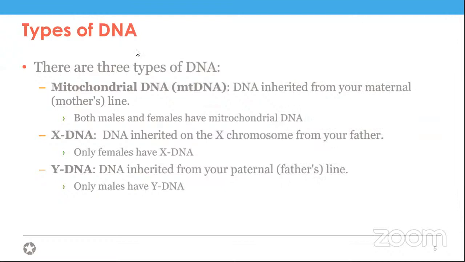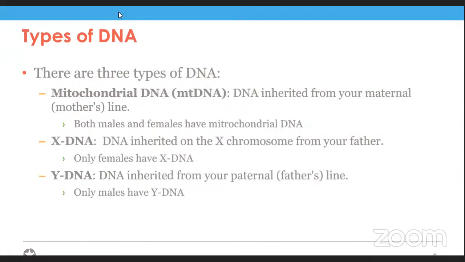There are 3 types of DNA that you can use to test your genetic lineage. Females have 2 X chromosomes, one from their mother and one from their father. Males have 1 X chromosome that they receive from their mother and 1 Y chromosome that they receive from their father. Mitochondrial DNA tests the DNA that is inherited from your maternal or mother's line. Only females pass on the mitochondrial DNA to their offspring. However, both male and female offspring receive this DNA and can test for it.